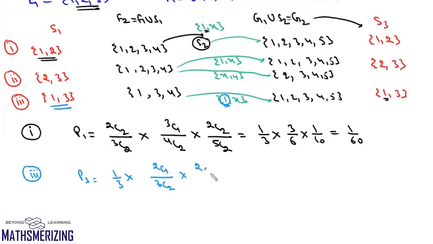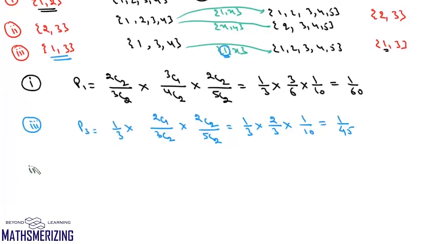So it will be 2C2 upon 5C2. Now this is 1 by 3 into 2 by 3 into 1 by 10, and it will be 1 by 45.